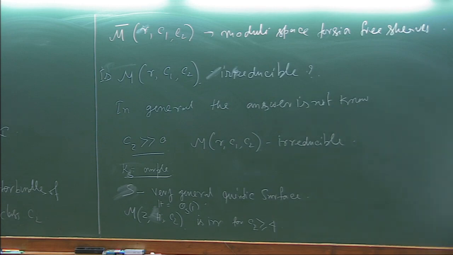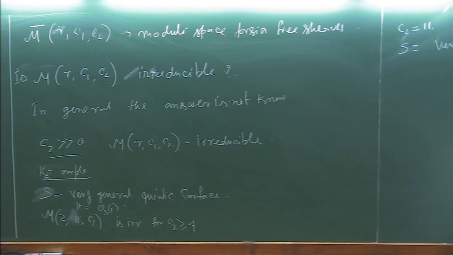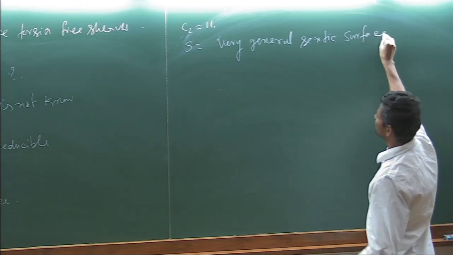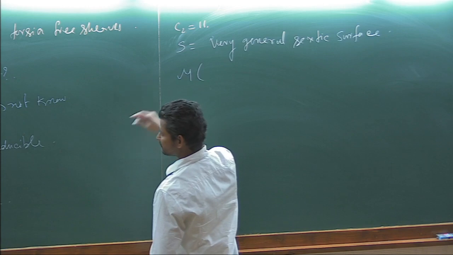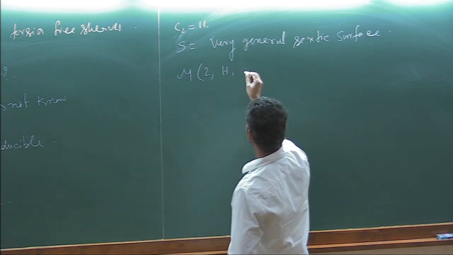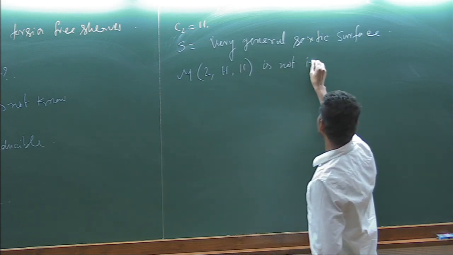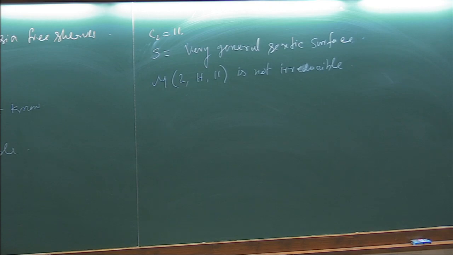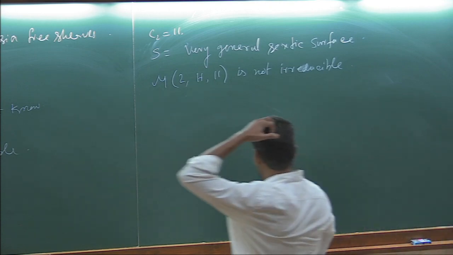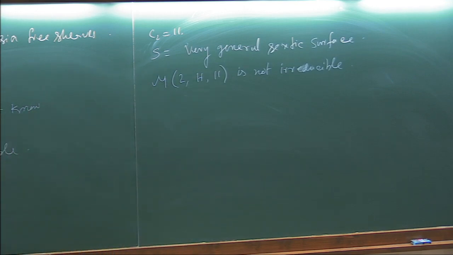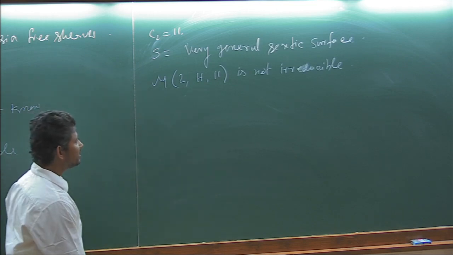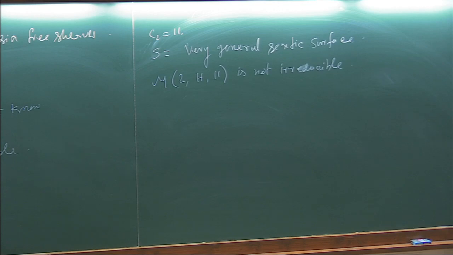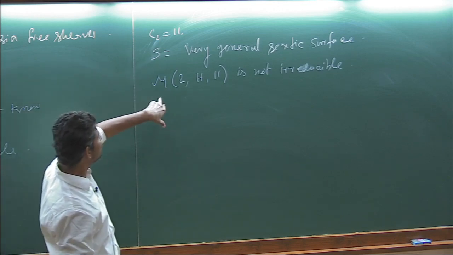But Simpson and Mestrano gave an example that if c2 is equal to 11 and S is a very general sextic surface, then the same moduli space is not irreducible. In fact, they computed two distinct irreducible components, and they conjectured that these are the only two components. That is the Simpson-Mestrano conjecture.